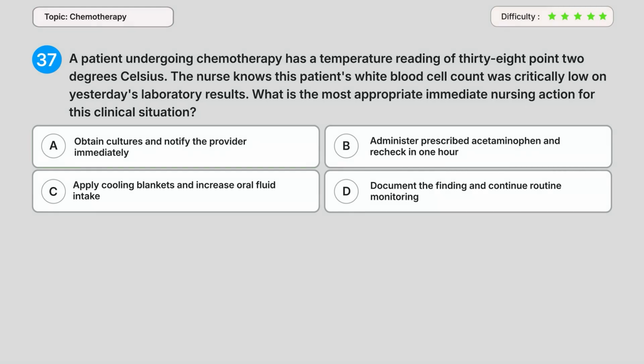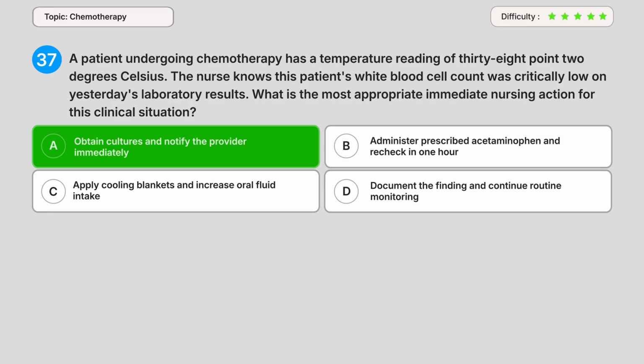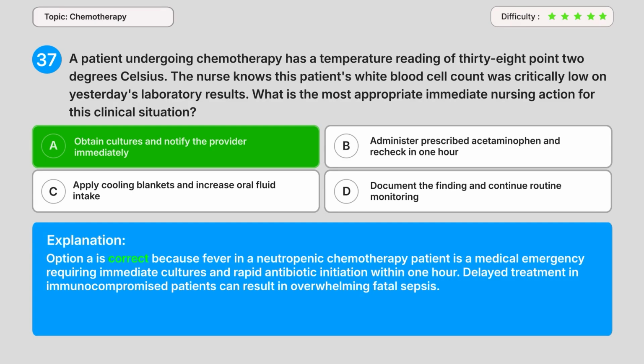Correct answer. A. Obtain cultures and notify the provider immediately. Explanation. Option A is correct because fever in a neutropenic chemotherapy patient is a medical emergency requiring immediate cultures and rapid antibiotic initiation within 1 hour. Delayed treatment in immunocompromised patients can result in overwhelming fatal sepsis.